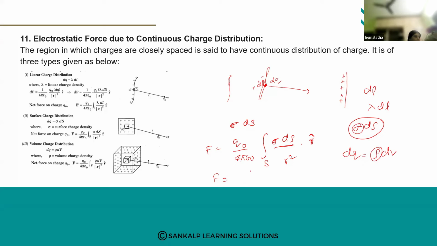Now how we'll write F is equal to Q naught divided by 4 pi epsilon naught into integral over v. Throughout the volume you have to integrate. Then rho into dv divided by r square. This is the electrostatic force due to continuous charge distribution. That is, when we take any system with positive charge all over it, how much electrostatic force is there. Okay, how much is the force?